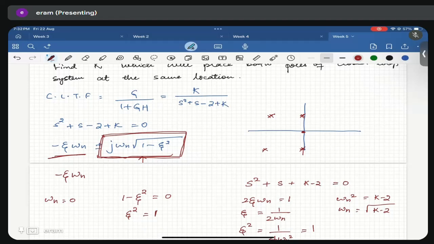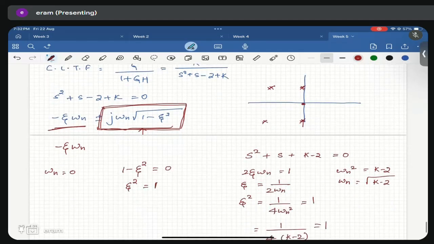Unstable system we don't want. If we equate it to 0, we'll get an unstable system. If we have a repeated pole at the origin, or a repeated pole on the imaginary axis, the system will be unstable. It will not be BIBO stable.